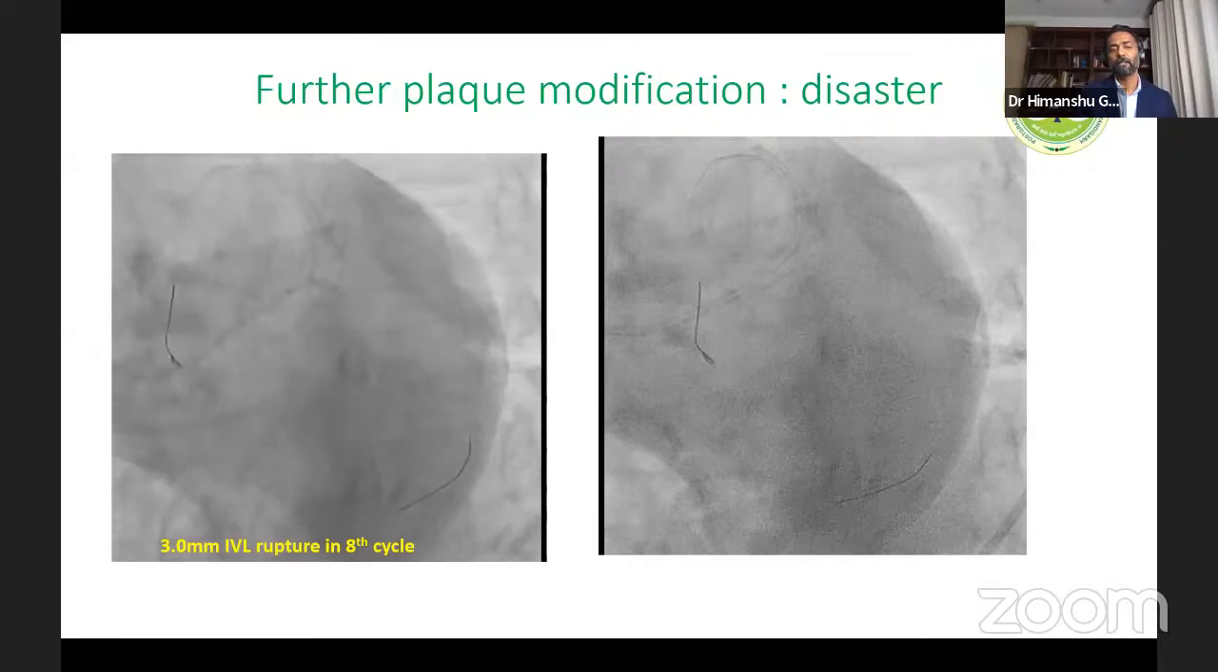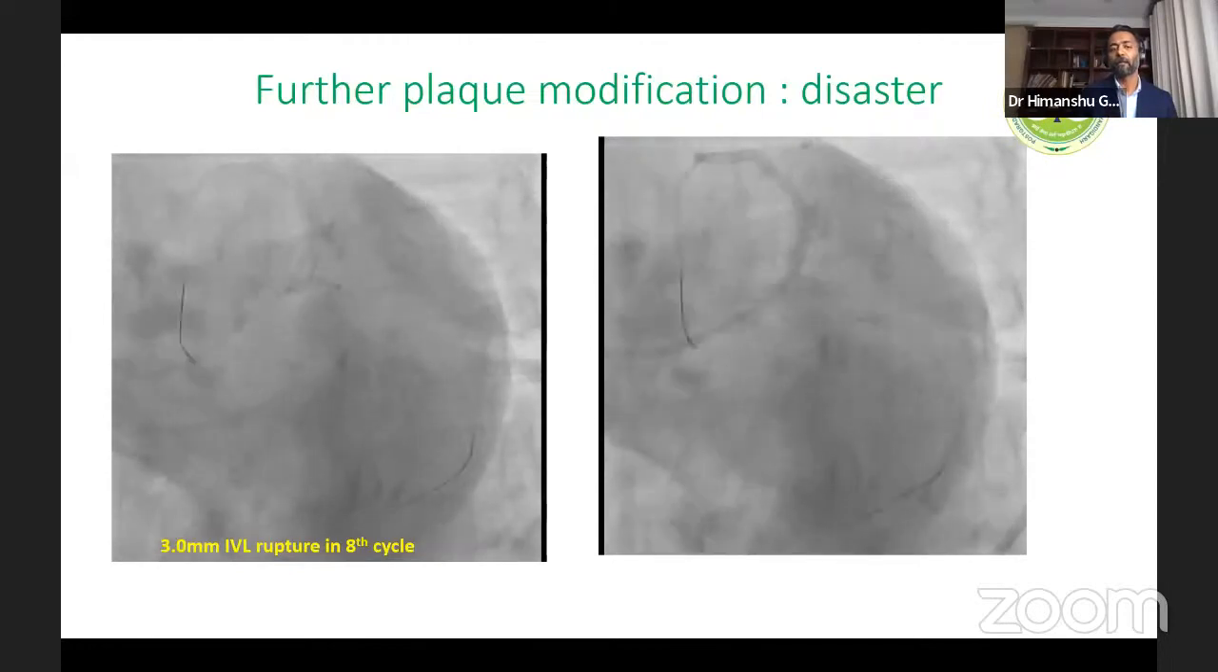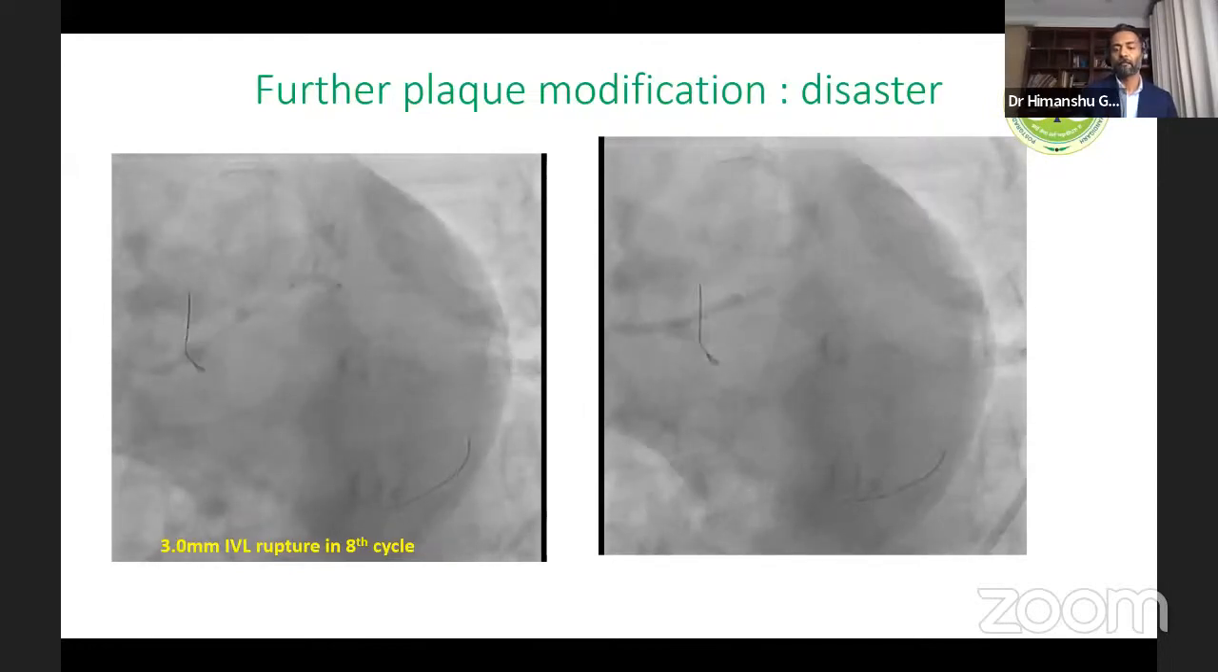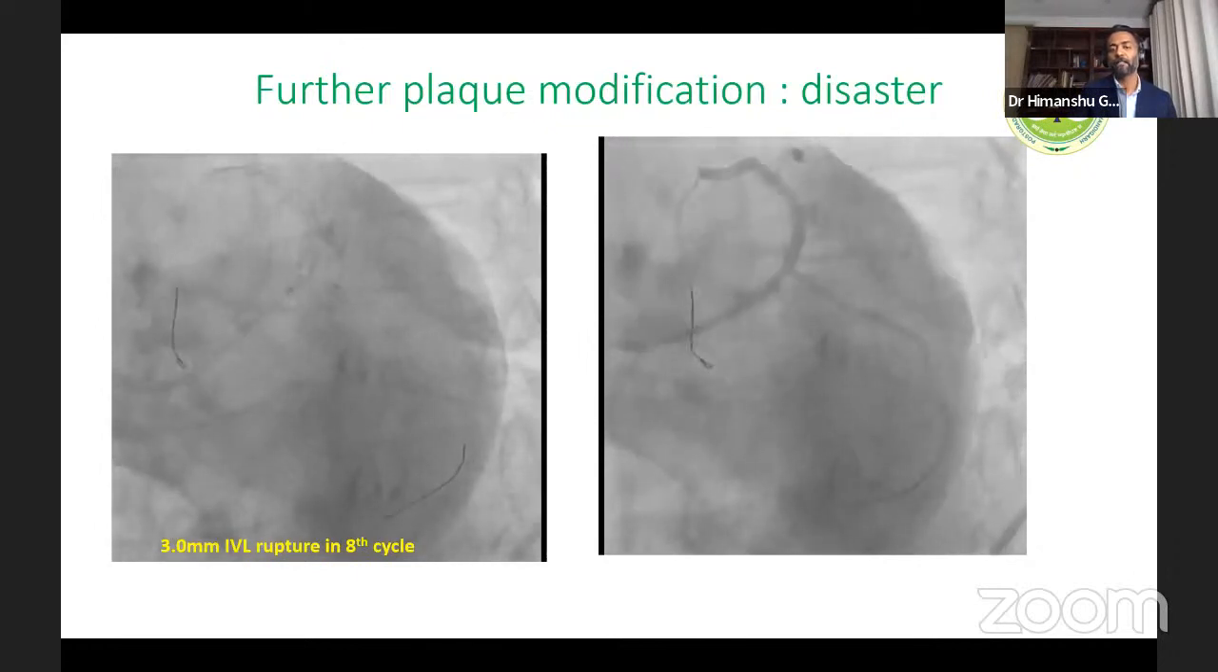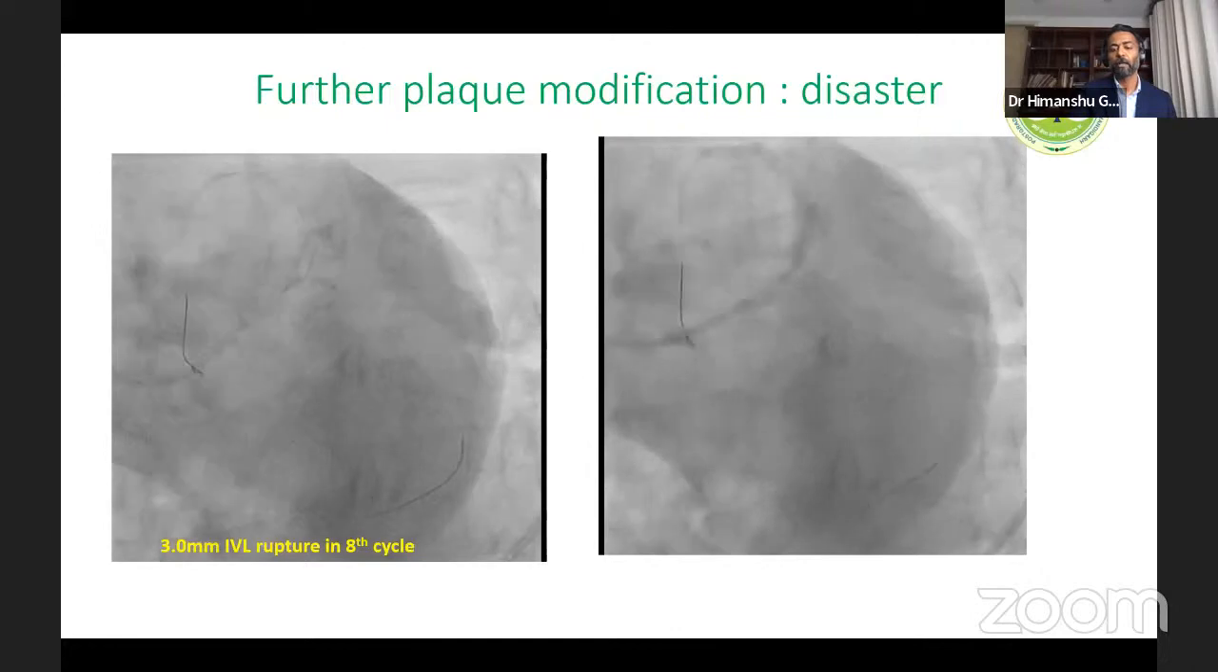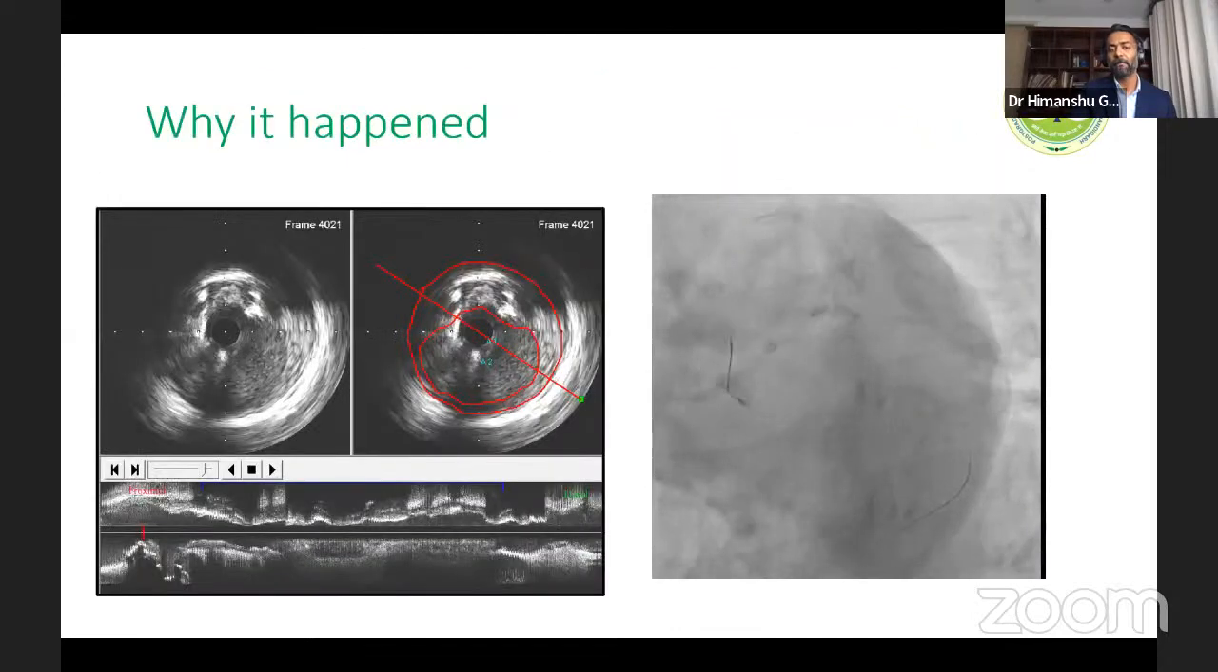So you see the 3 millimeter IVL balloon rupturing in the left panel. As it ruptures, you see there is an intramural hematoma in the left main artery. But thankfully, there are a few stents in the LED already, and there is wire down both vessels. So you can quickly treat it. But why did it happen?